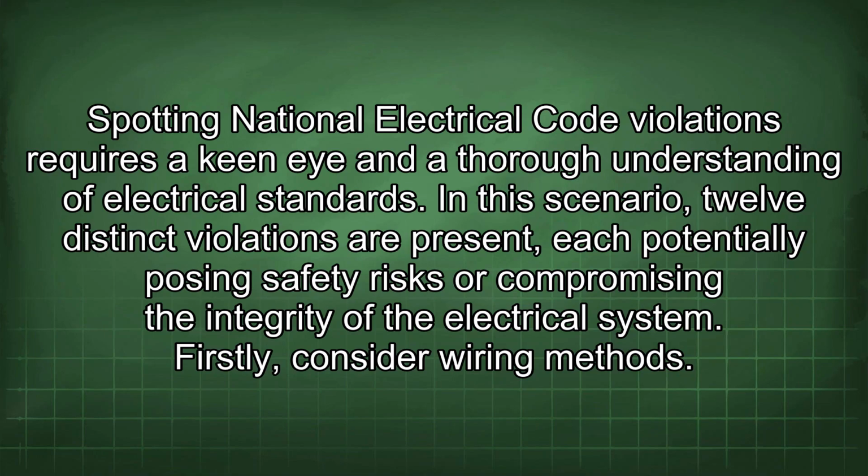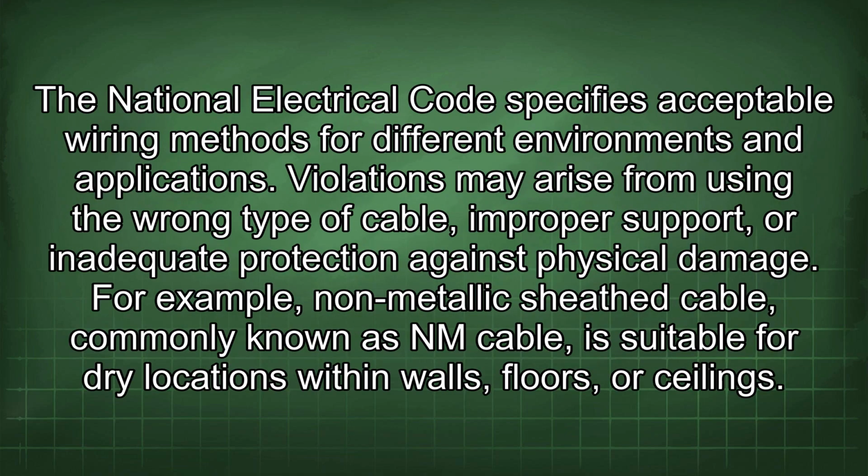Spotting National Electrical Code violations requires a keen eye and a thorough understanding of electrical standards. In this scenario, 12 distinct violations are present, each potentially posing safety risks or compromising the integrity of the electrical system. Firstly, consider wiring methods. The National Electrical Code specifies acceptable wiring methods for different environments and applications.